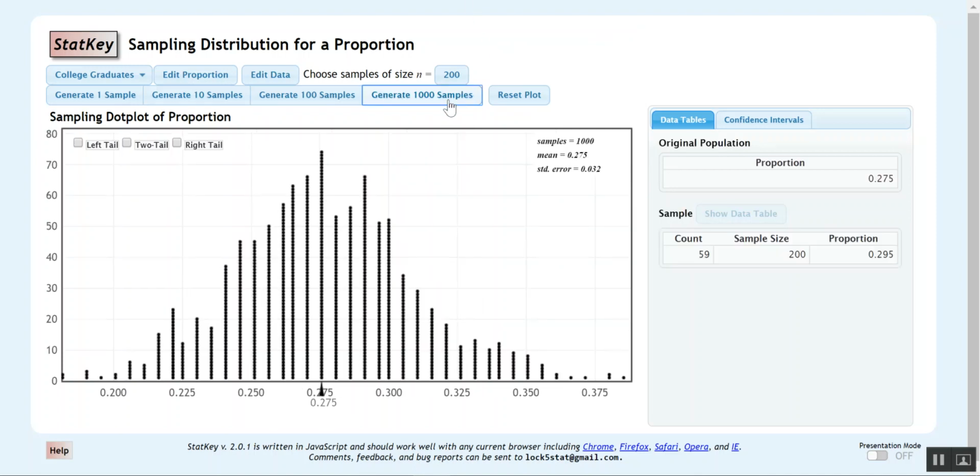So generate my 1,000 samples. Bam! Sorry, that was a little more dramatic than I intended. Okay, it looks pretty good. I believe in your notes I did 10,000 instead of 1,000, which made me get a much smoother curve. So I'm hoping you look at this and say it looks pretty symmetric. This one's a little bit more symmetric than the previous one. And my mean is about 0.275 here.